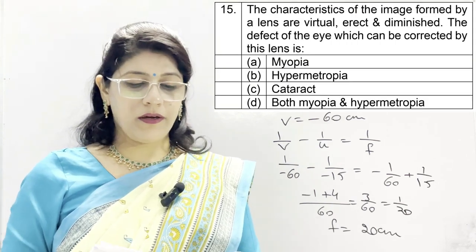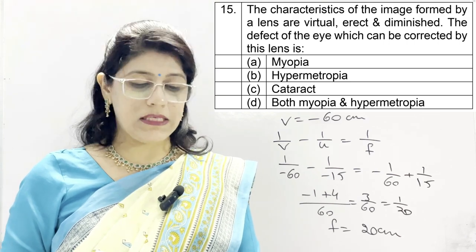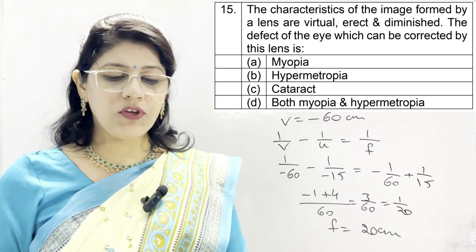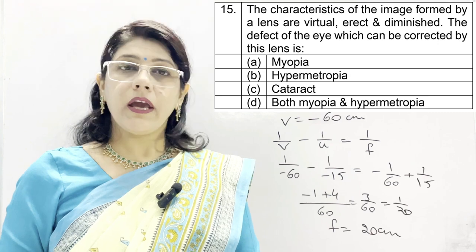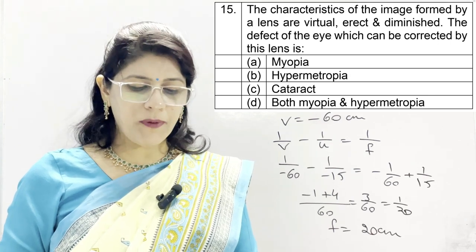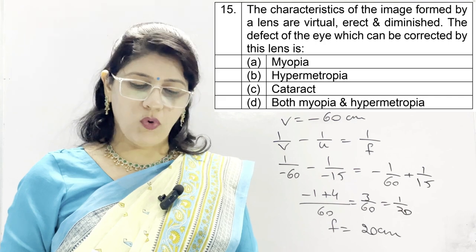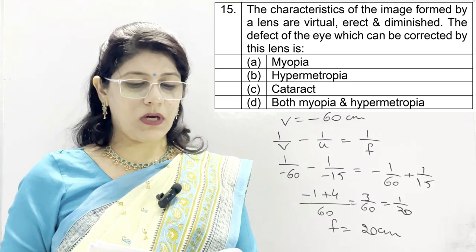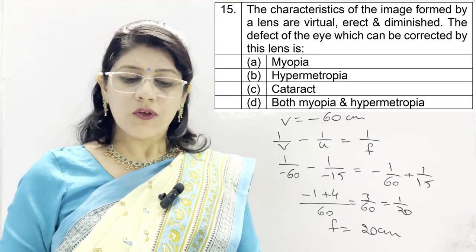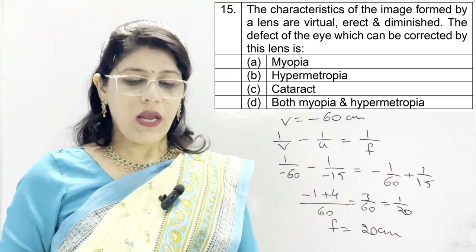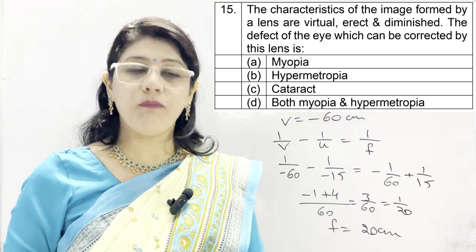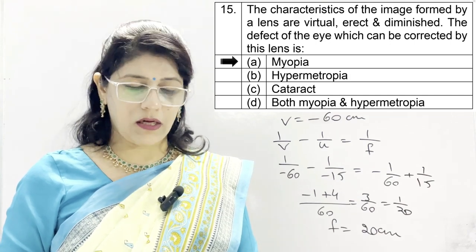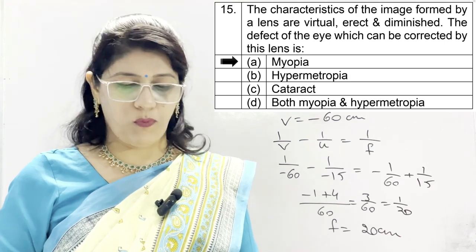Question number 15. The characteristics of the image formed by a lens are virtual, erect, and diminished. The defect of the eye which can be corrected by this lens is: A option is myopia, B is hypermetropia, C is cataract, and D both myopia and hypermetropia. Here, the characteristics of the image formed are virtual, erect, and diminished. So we know the lens used is concave lens, and concave lens is used in the correction of myopia, which is short-sightedness, that is unable to see the far off objects distinctly. So the correct option is A, which is myopia.